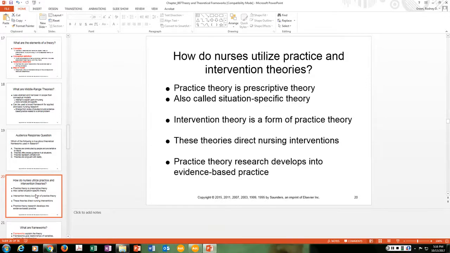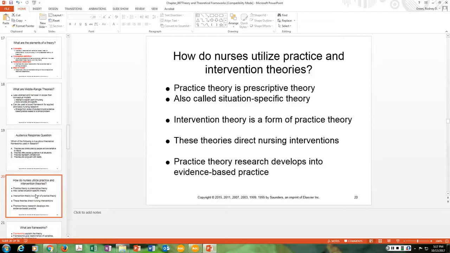How do nurses utilize practice and intervention theories? So the term practice theory is called prescriptive theory, right? It's also called situation specific. These theories direct nursing interventions. Practice theory research develops into evidence-based practice. Also, you should know that practice guidelines are good sources for practice and prescriptive theories.